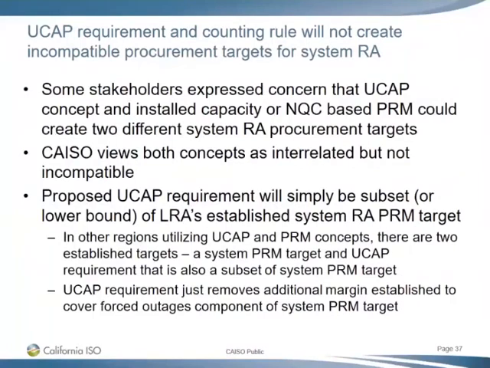But again, some stakeholders have been expressing concern that this would create some kind of double procurement target, or two incompatible procurement targets for system RA. We think that it's very interrelated, but it's not incompatible. We think that the UCAP requirement is simply a subset of the established PRM target, so you could still have an installed capacity PRM of 115%, and we could still do all the same things we do today on the NQC concept, but also layer in this UCAP concept. It's essentially trying to take out the additional margin for forced outages, making sure that we, statistically or probability-wise, take into account these forced outages up front in the planning horizon when we're actually procuring the resources. So we really get enough UCAP from resources up front as well as the installed capacity through the PRM. So that's the idea here.